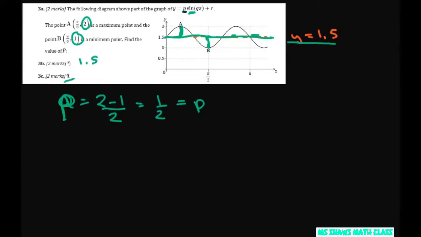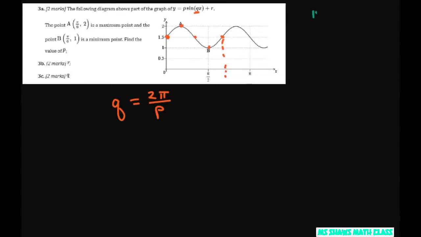Now Q is your period part. So we can say Q equals 2 pi divided by your period. We already know that if you look at the sine graph, it makes a complete wave from 1, 2, 3, 4. That's a complete wave right there. So this is what ends up being your period here.